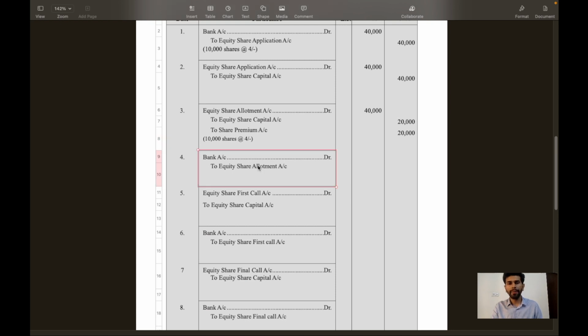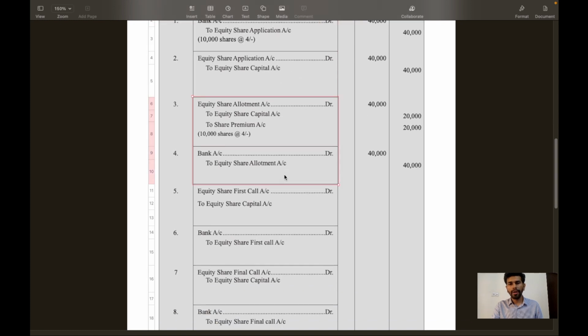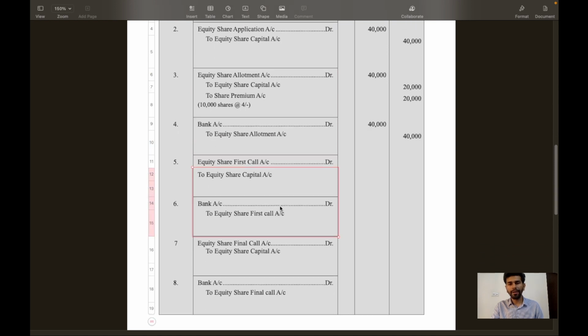And the next journal entry will be on receipt of allotment money, amount 40,000 rupees on the debit side, 40,000 rupees on the credit side. Narration will be being allotment money on 10,000 equity shares received along with 2 rupees equity share premium. So the first two entries are for application money received. Third and fourth entries are for allotment money. Now the fifth and sixth entries will be for first call money received.